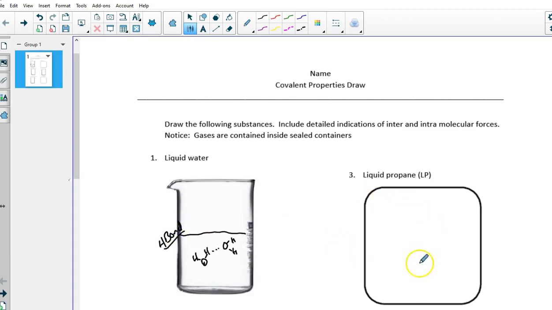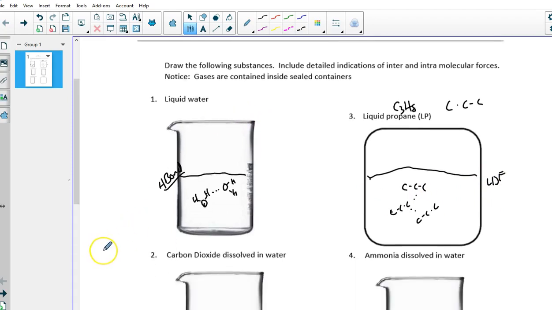Alright, liquid propane, we'll go this way. Propane is C3H8, you could figure that out, looks like that. So liquid propane, which is inside a propane tank, would have just these guys here, just 3 carbon chains, and they would be sticking together via London dispersion forces. That's all we got for these guys. London dispersion forces. It's symmetrical, no highly electronegative atom dragging electrons to one side.